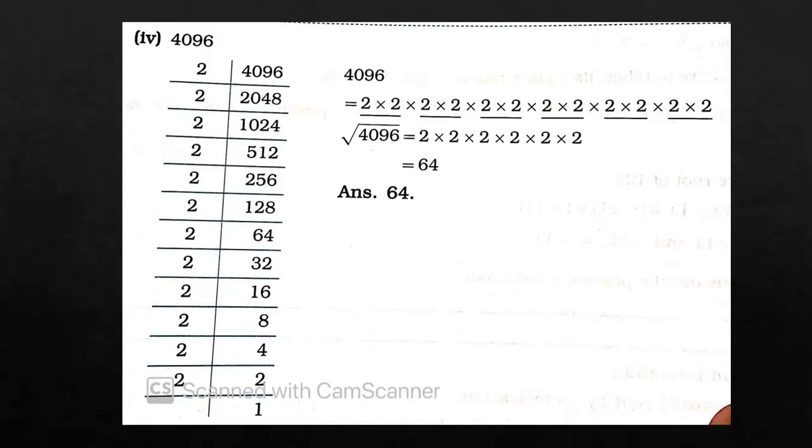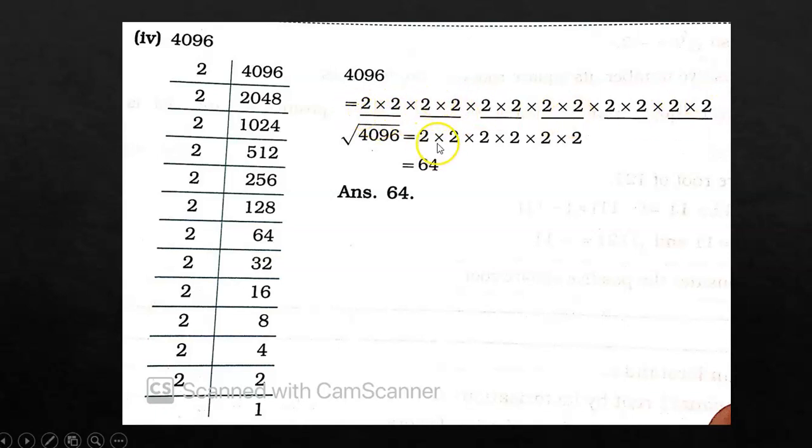Fourth one, 4096. So this is how you are going to solve and find the prime factors. Then write the prime factors. How many times is this? 1, 2, 3, 4, 5, 6, 7, 8, 9, 10, 11, 12. 12 times. That means 6 pairs. So you're underlining 6 pairs.